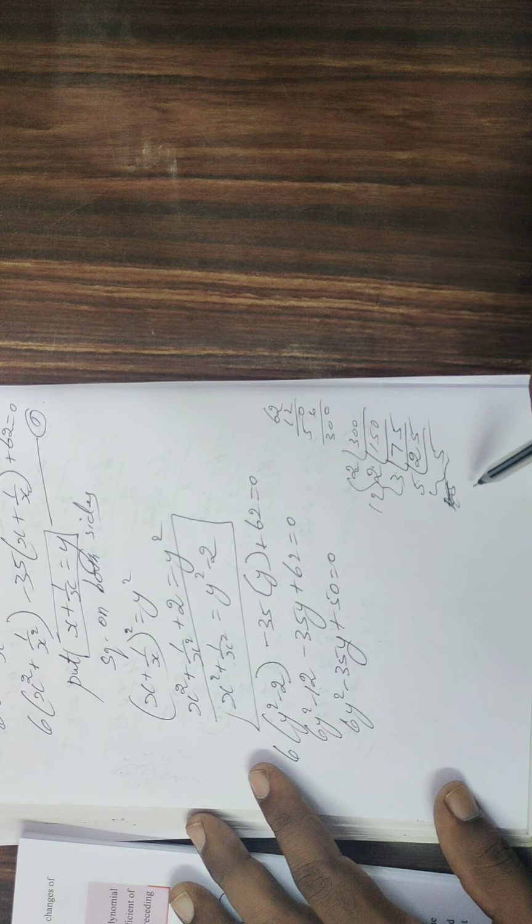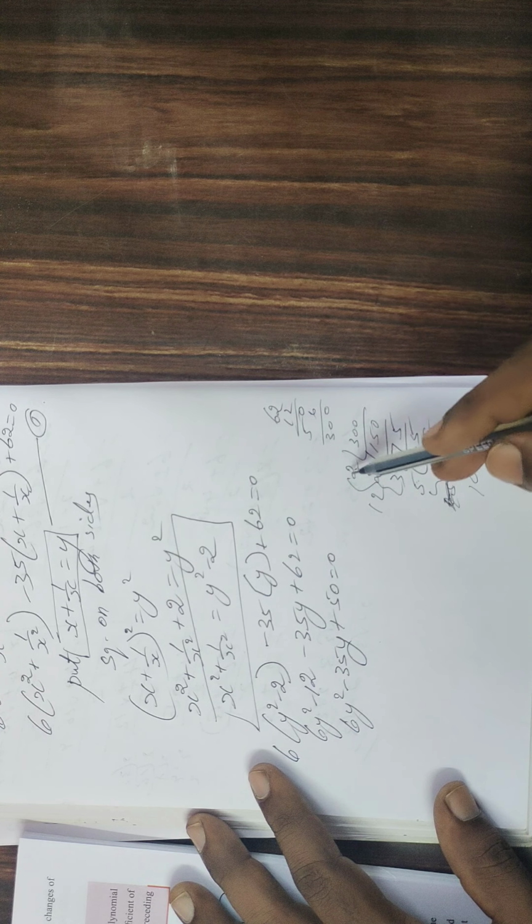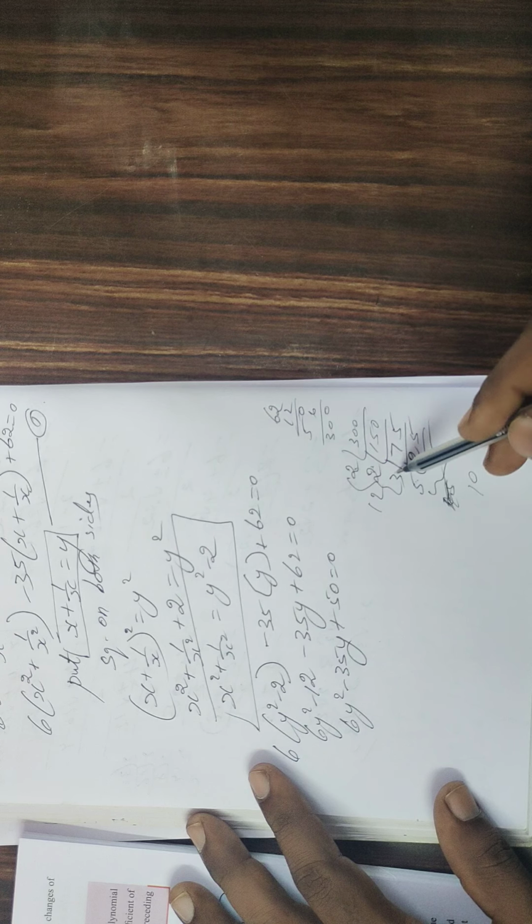Five twos are 10. 10 into 2 threes are 6. 6 fives are 5 twos are 10. 2 threes are 6. 6 fives are 30. But we won't get 35, no?